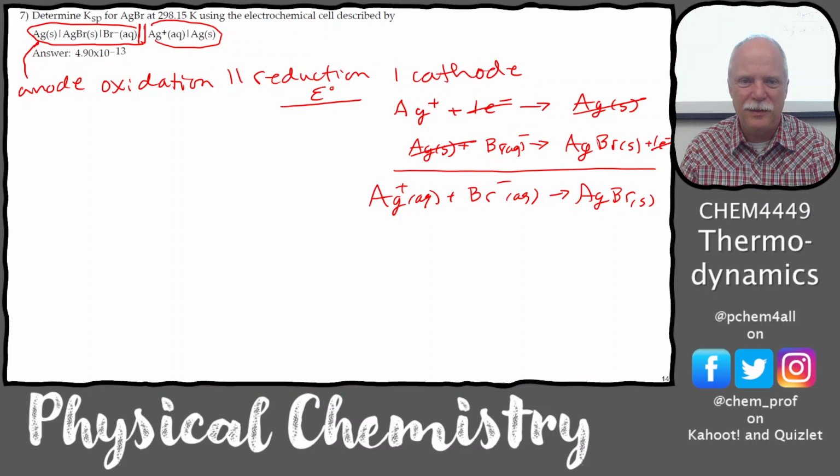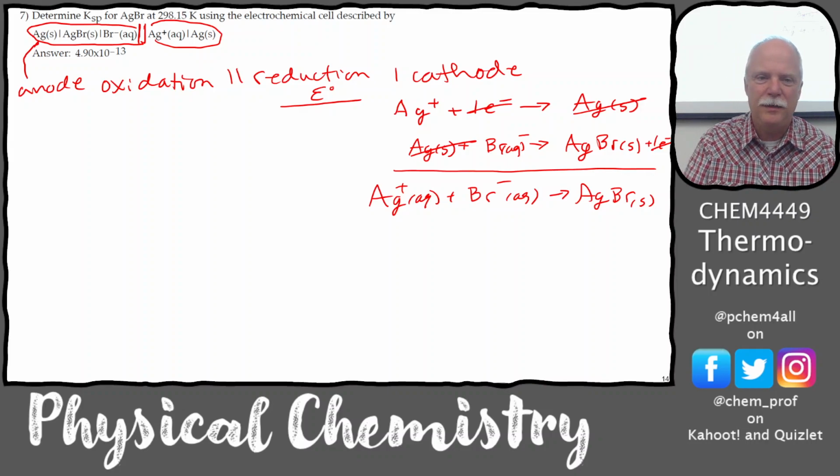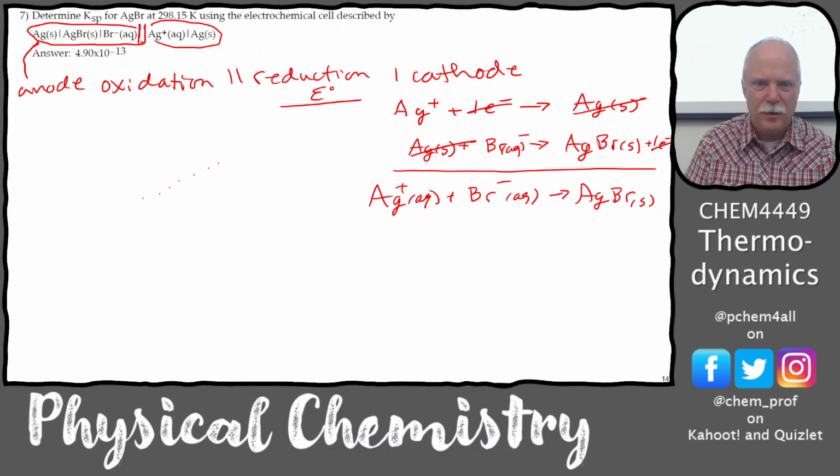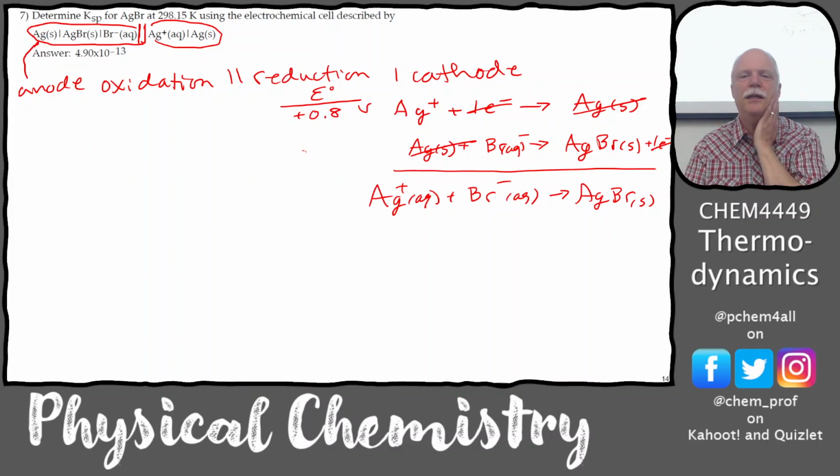It's 0.8 for the silver ion. Okay, 0.8. So let's go ahead and do that. Plus 0.8. Okay. Yeah, that's a reduction reaction, so you don't have to change the sign. For the next one, we'll have to change the sign.